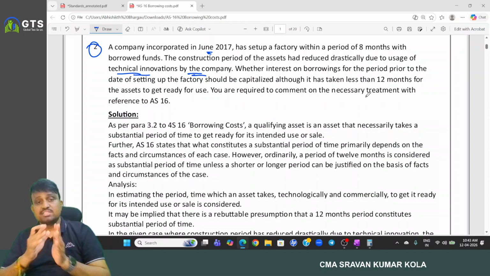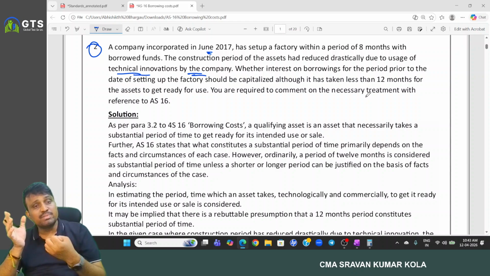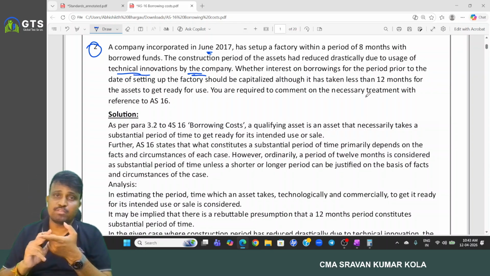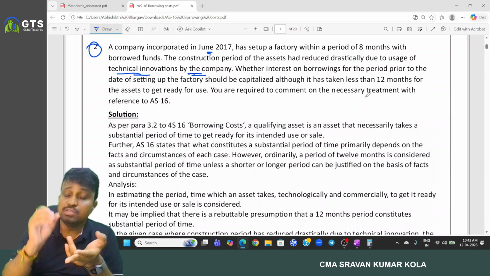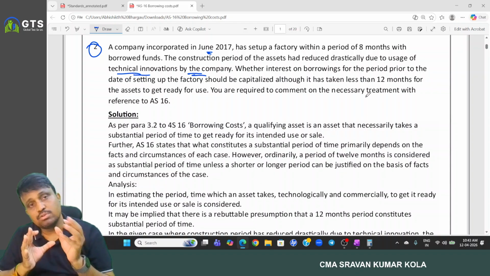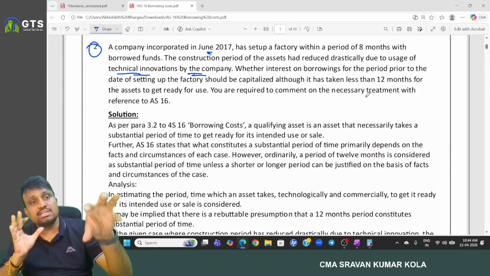And remember, a substantial qualifying asset is nothing but an asset which requires some substantial period for getting ready for its usage. What is meant by substantial period? Not provided in AS-16. Generally, we consider 12 months. And already I told you, even a shorter period is also treated as a substantial period, provided substantial evidence is available in support of that lesser period.